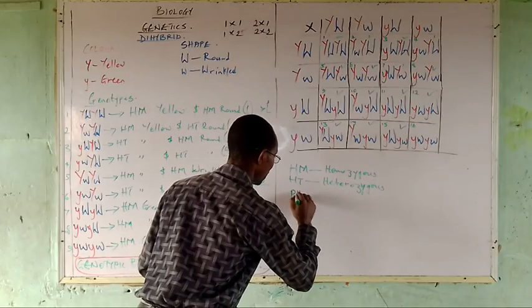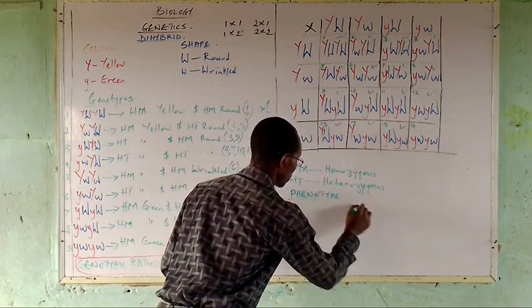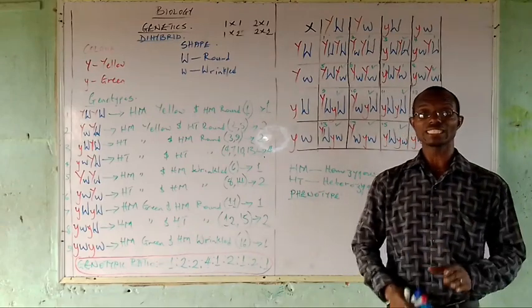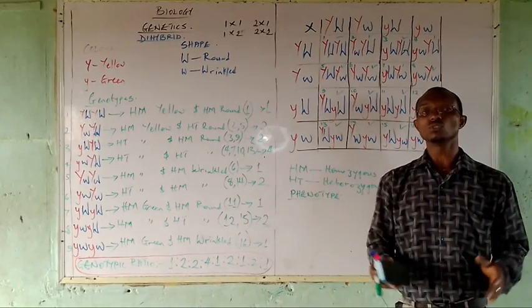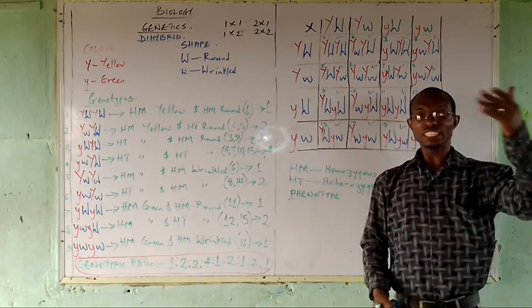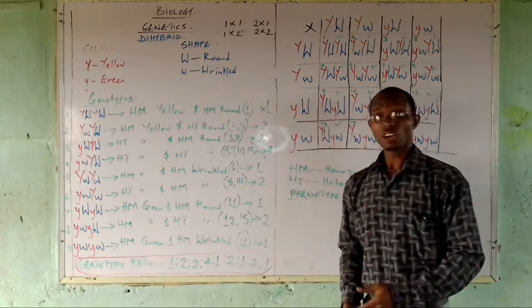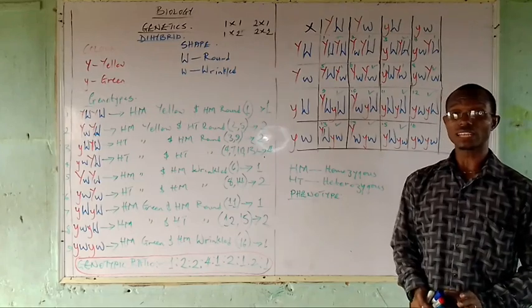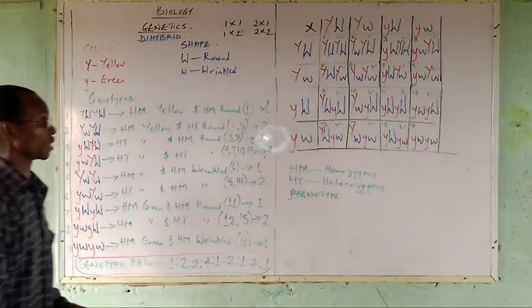And then, having understood that, we can now look at the phenotype and the phenotypic ratio. Now this time around, looking at the phenotype, we are not looking at it either being homozygous or heterozygous. All we want to know is the color and the shape. We don't want to know if it is yellow or green, or if it is round or wrinkled. That is all we are concerned with now, talking about the phenotype.